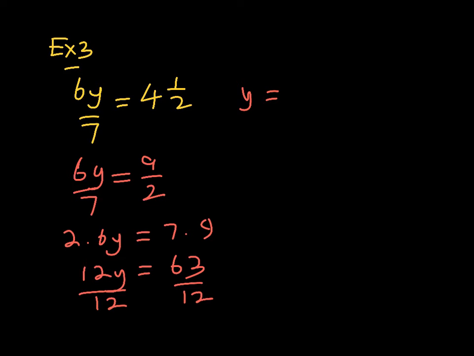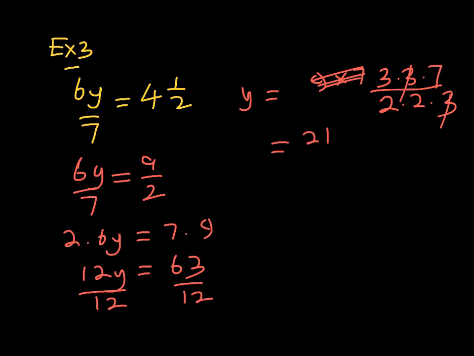We know 63 is 9 times 7, or we can make it smaller, 3 times 3 times 7. And 12 is 2 times 2 times 3. Okay, so one of the 3's cancels out. So what we have in the numerator is 3 times 7, that's 21, divided by 2 times 2, that is 4. So y is equal to 21 over 4.